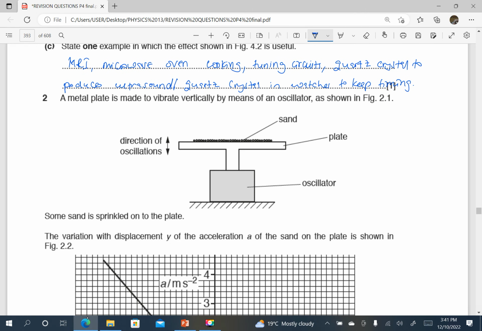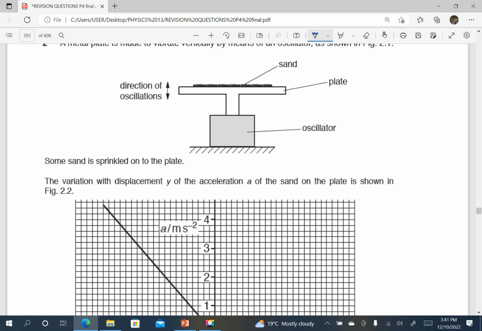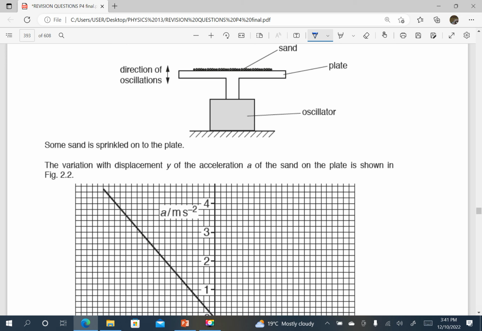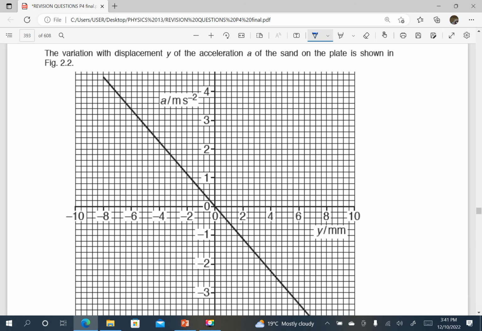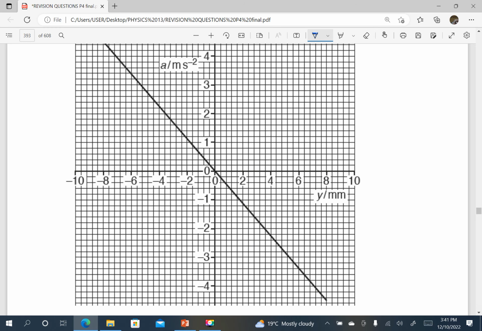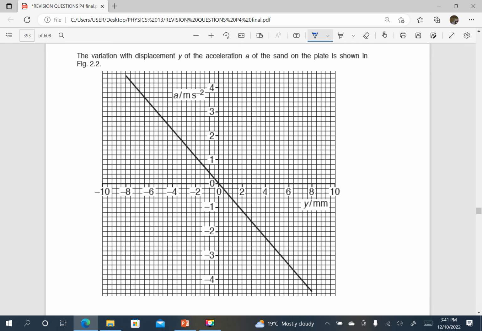A metal plate is made to vibrate vertically by means of an oscillator as shown here. So we have a metal plate, which is on an oscillator, and there is sand sprinkled on top. The variation with the displacement y of the acceleration a of the sand on the plate is shown here. Let's see if it is harmonic motion. Here it is a straight line. Here it goes up to 8. Here it goes also up to 8. Yes, I think it is harmonic motion.